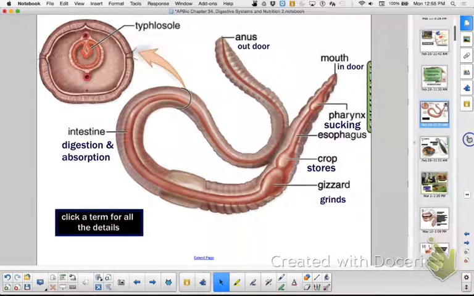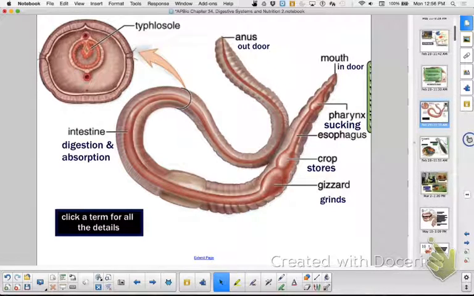So on your notes for that one: complete, tube with mouth and anus, alimentary canal. Different regions are specialized. Extracellular digestion and absorption in the intestines.